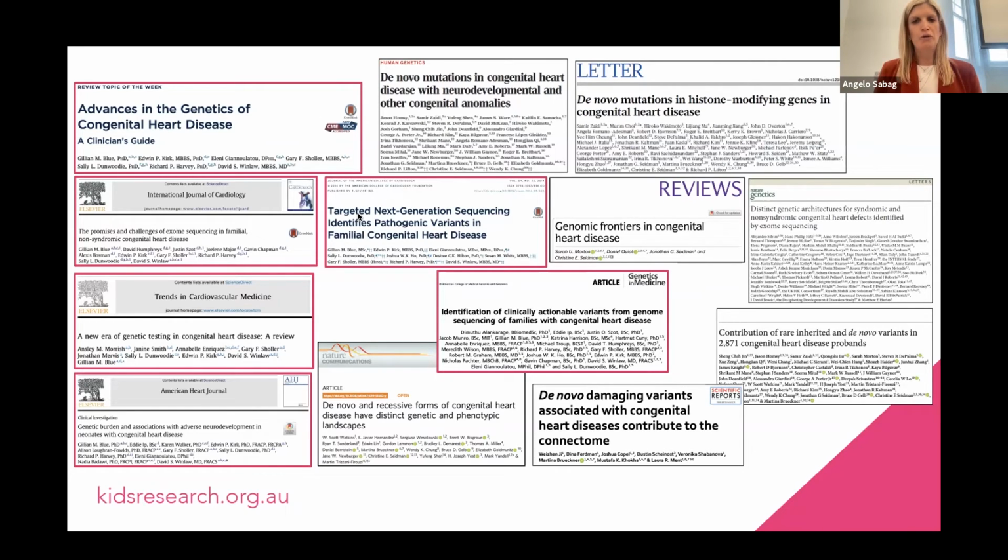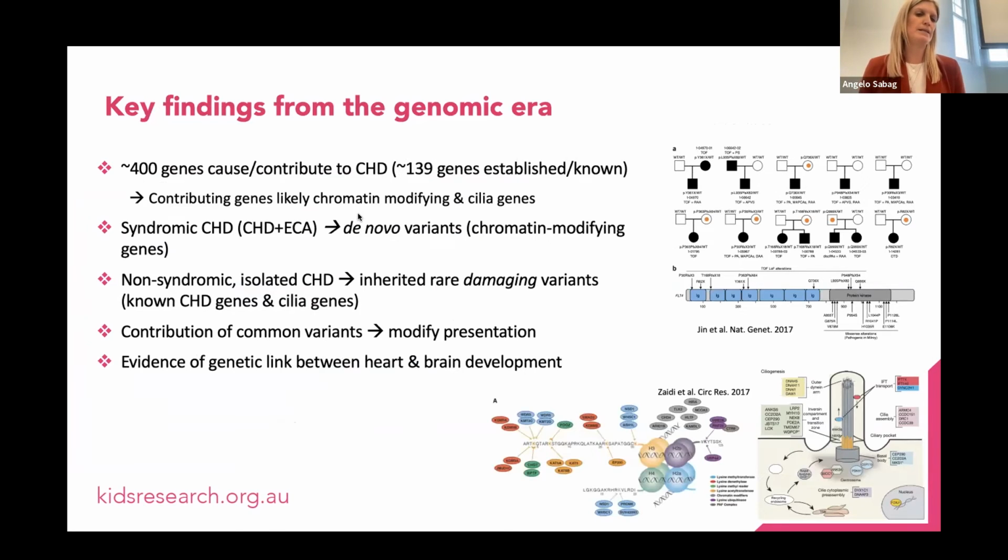And I'm not going to go through it all, I know many of you are from different areas, but I thought I'd just quickly highlight some of these key discoveries in the last decade. So what these studies have shown us is that there are likely to be about 400 genes that cause or contribute to congenital heart disease. And to give you an indication, I will touch on this a bit more in a later slide, but at present we know about 139 of these genes.